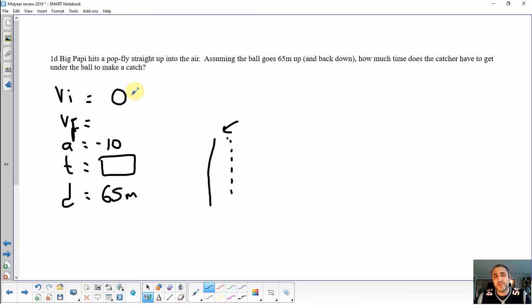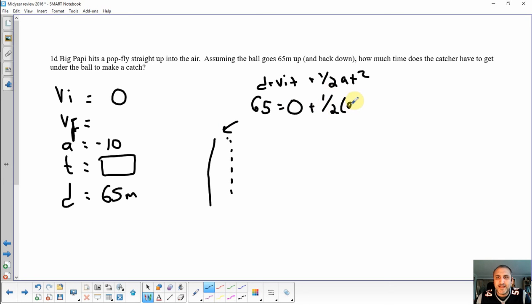And there is an equation that we've got, VIATD, that would really help us out. D equals VIT plus 1/2 AT squared. We know that D is 65. The initial velocity, if we look at it from the top, is 0, which makes things a lot easier for us, plus 1/2 times A, which is -10. So this is just going to become -5 T squared. So 65 equals -5 T squared.